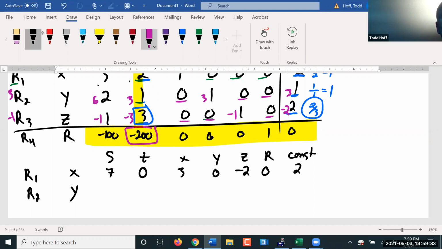So let's combine. 6 and -1 make 5. 3 and -3 make 0, which is what we were shooting for. 0 and 0 makes 0. 3 and 1 makes 3. 0 and -1 is -1. 0 and 0 makes 0. 3 and -2 makes 1. So again, I'm going to go back and erase those temporary values.